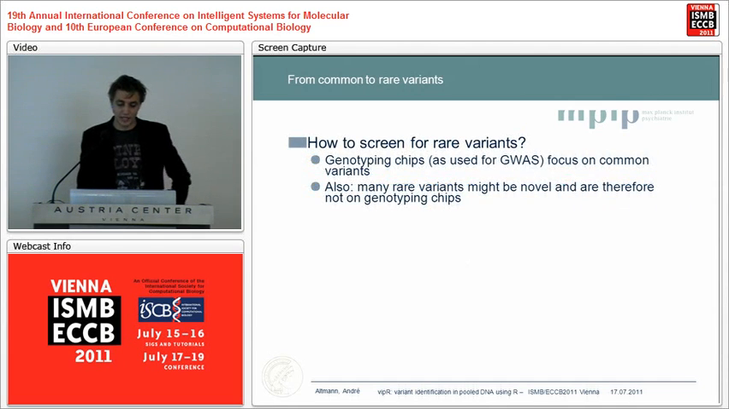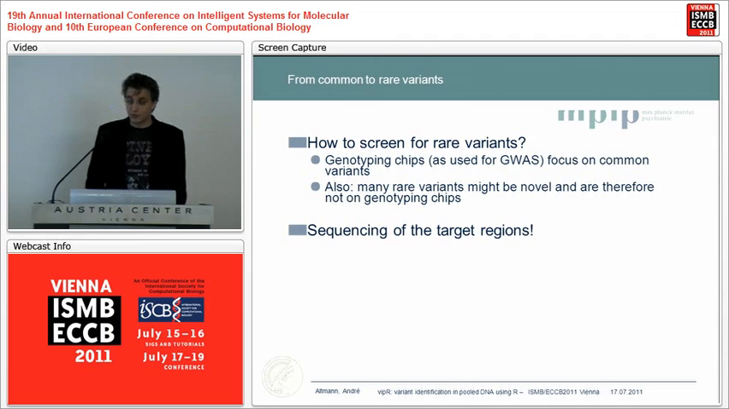So how do you screen for rare variants? Genotyping chips, as we used them for genome-wide association studies, are not an option here because they focus, as I said, on common variants. So you have minor allele frequencies at the bottom of 2%. This is not enough for rare variants. And most importantly, most of the rare variants are not even on these chips or can't be on these chips because we don't know them. For these chips, you need first to know the variant before you can find something.